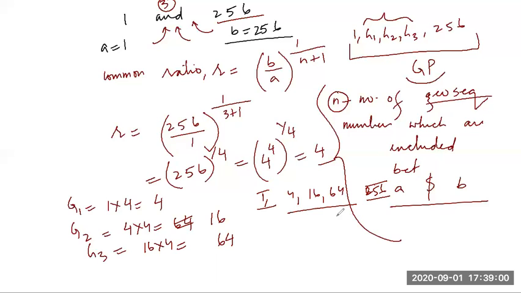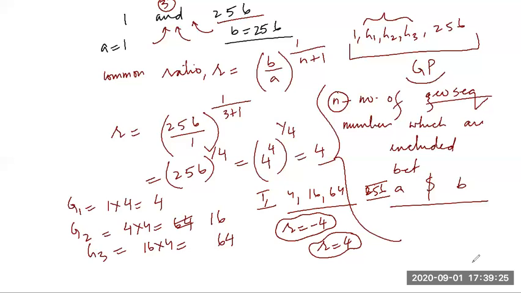Students, you might think that we can take minus 4 also as the value for r. But in the end, you will find that you are getting some of the numbers as negative. So you must take r is equal to 4 only, right? I'm finished with geometric progression.